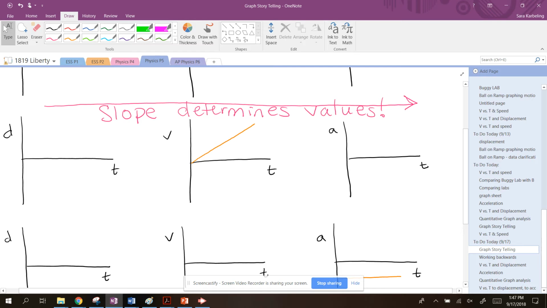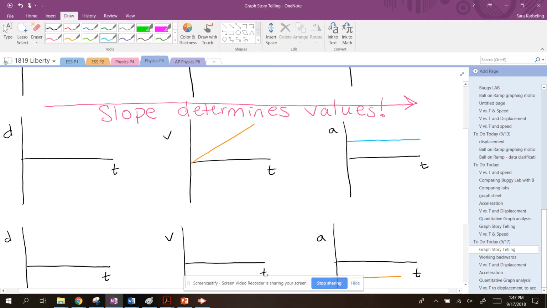Look at the slope. Tell me about the slope of this V graph. Constant and positive. It's not increasing. If it was increasing, it goes, right? So it's constant slope, positive slope. So here we're going to have constant values, positive values. Constant positive values. Here it comes. Constant positive values.